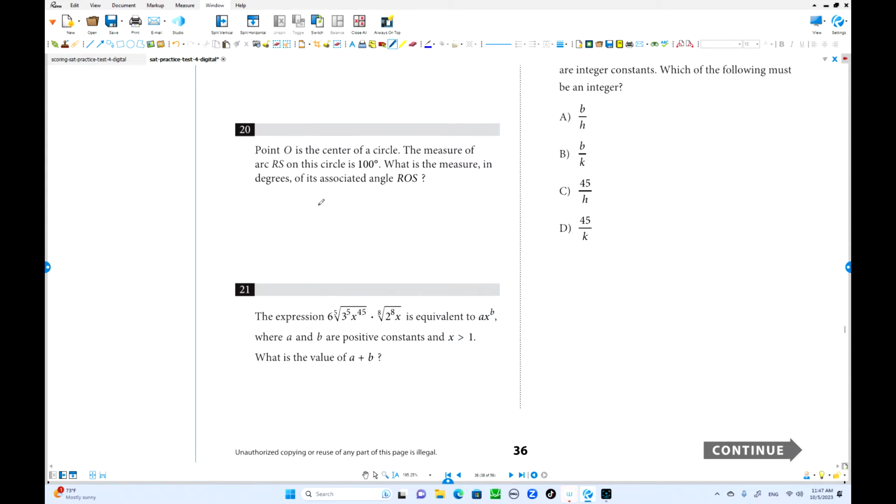Here is the number 20. Point O is the center of a circle. So, length of arc. This is we said what? Measure of arc intercepted, right? Write down, usually we write down this angle is what? On the arc. So what is the measure of a degree associated angle R or S? This is R, this is R, this is S, this is O, right? Which is central angle equal to this one, intercepted arc. Still 100, okay?